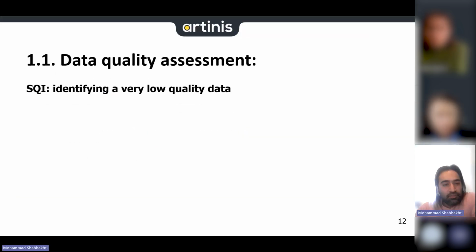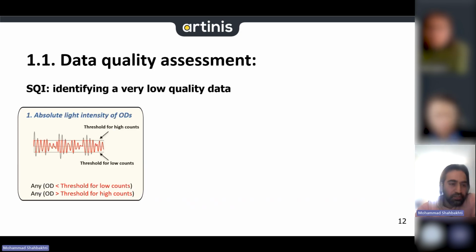So the first stage is going to be identifying very low quality data. The first criteria for us is the amount of light that is observed. We don't want too much light, and we don't want too little light. Based on that, we can define thresholds of the OD values. If we have any values below or above our linear range, we just say that's not good data quality.